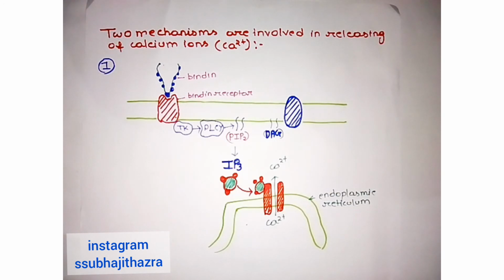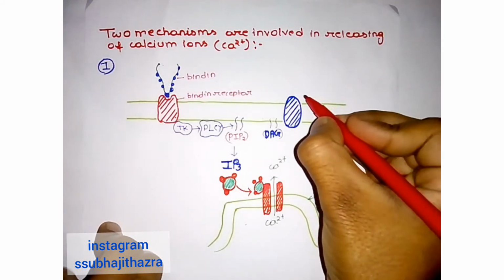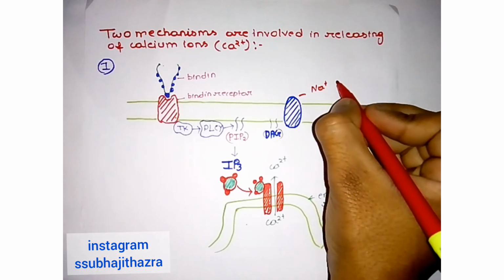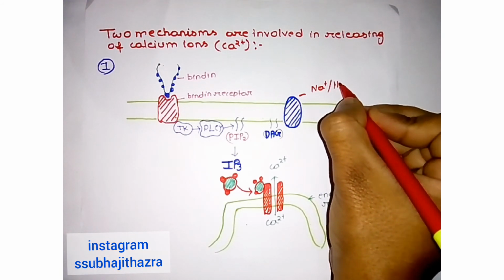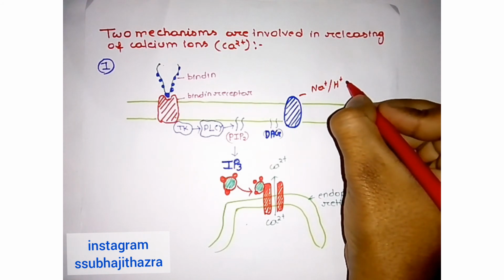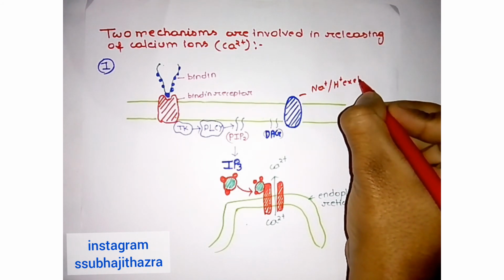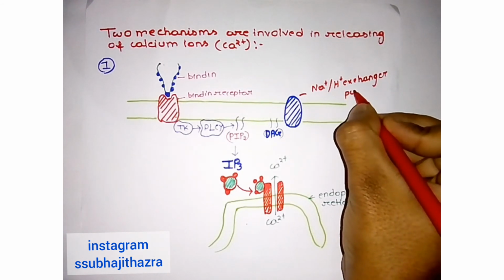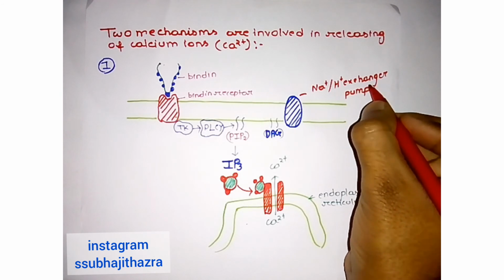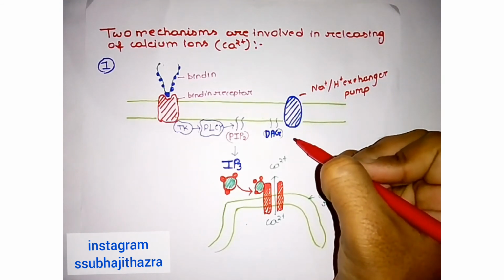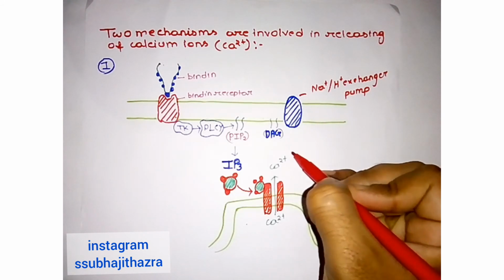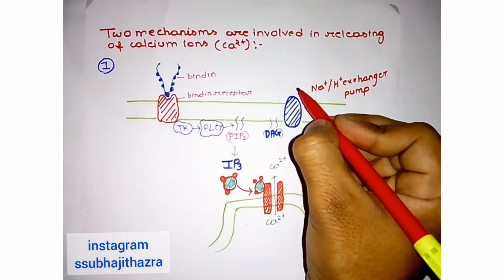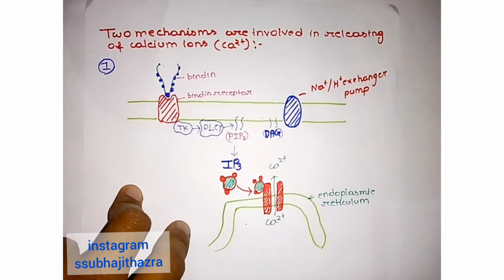This is known as the Na plus H plus exchanger pump. It is a type of exchanger pump. So what is the role of this pump? It pumps out H plus from inside the cytoplasm outside the egg and admits the entry of Na plus inside.